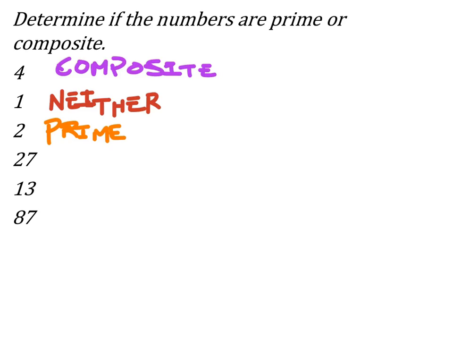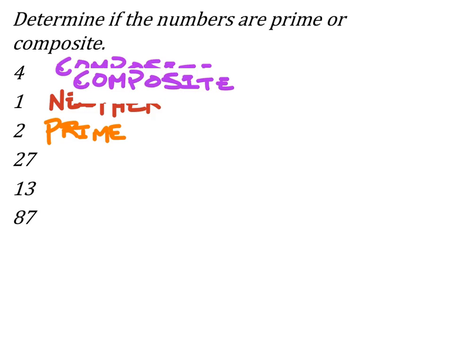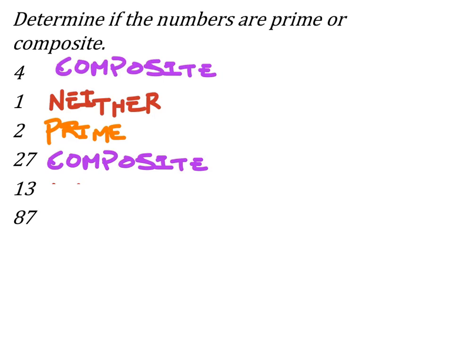27. This is an odd number, and that's important to keep in mind, if it's odd or even. But 27, I know, is divisible not only by 9, but also by 3, which means that it is composite. So I'll just mark this composite. Bam. Composite right there, right?